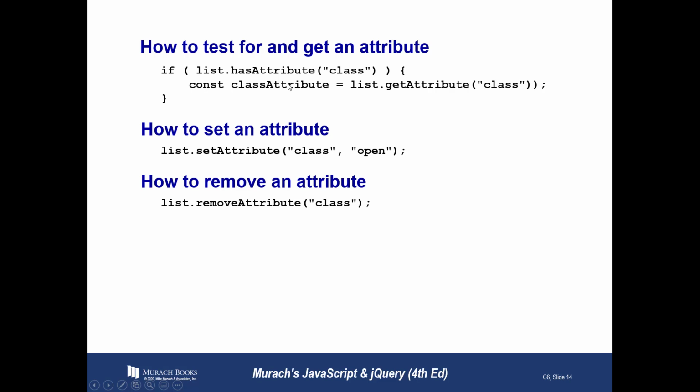Not only can you get an attribute, but you can set an attribute. Notice when you get it, it's on the right-hand side of an equal sign. When you set it, there is no equal sign, but it's the word set attribute. And if you don't want it there anymore, there's a remove attribute.